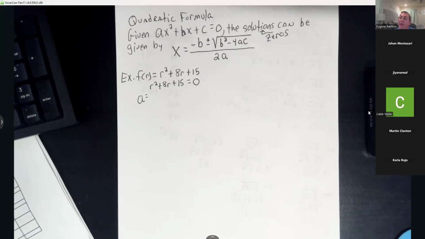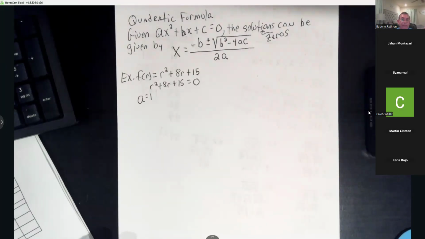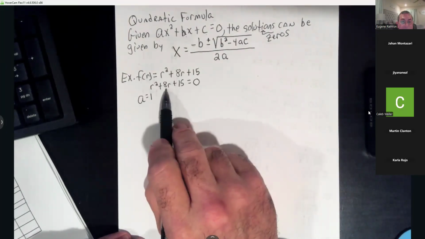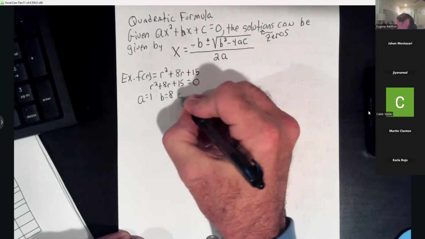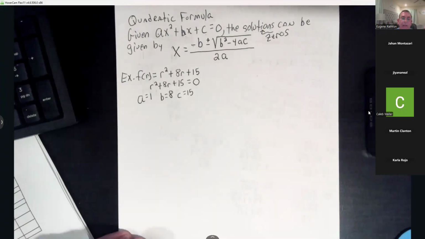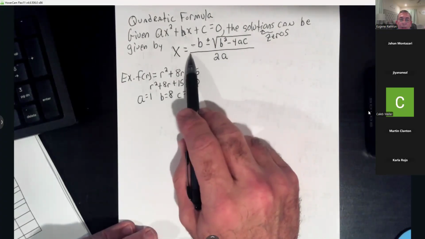Actually, what number is in front of any variable when it doesn't have a number there? All right, y'all got 1 there. So A is definitely a 1. B is a positive 8. C will be a positive 15. We're going to plug these numbers into this formula.